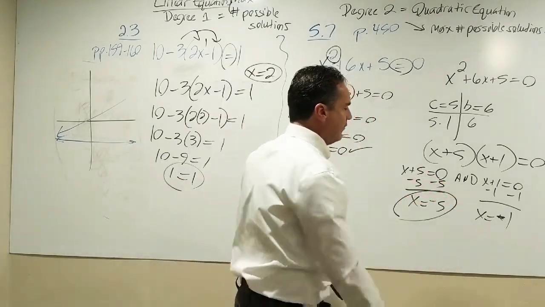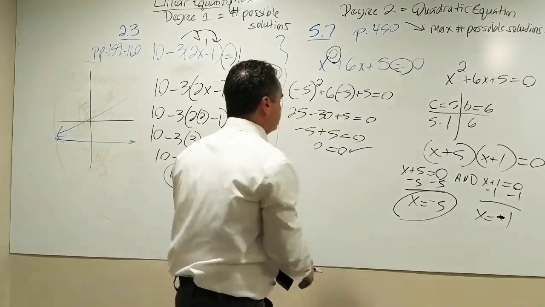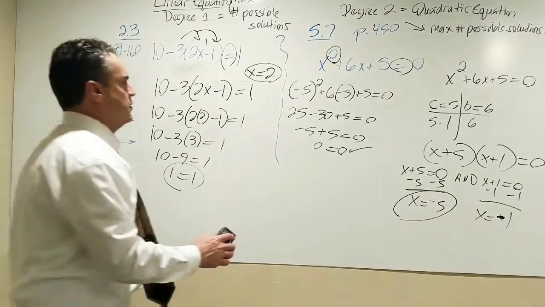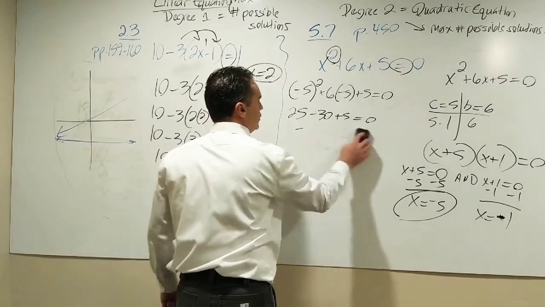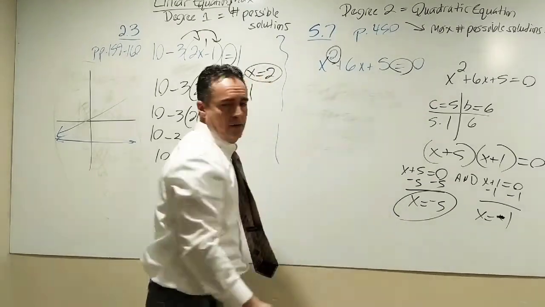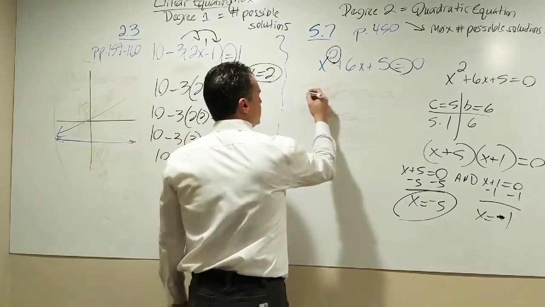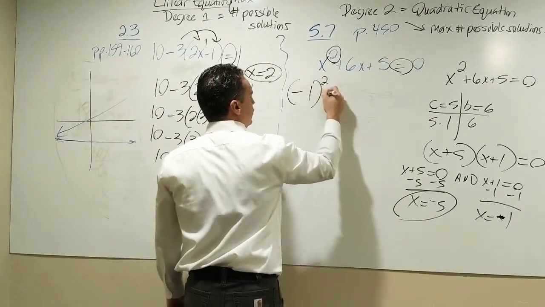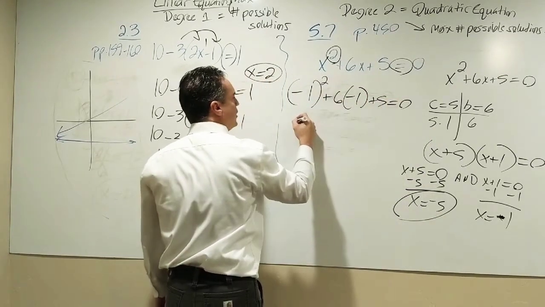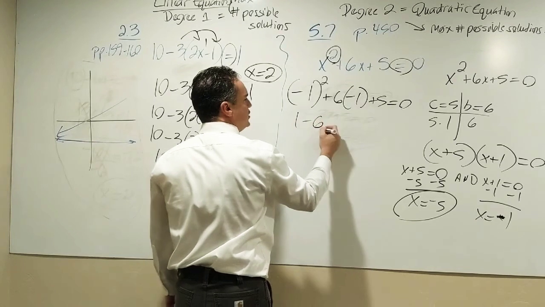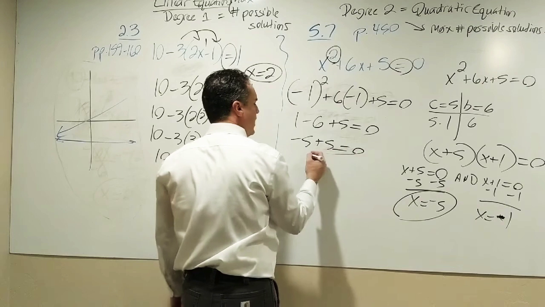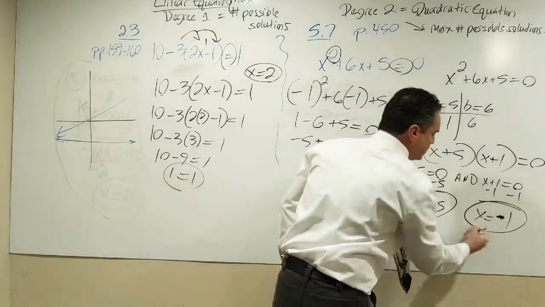Let's plug negative 1 in. So, again, we're going to take this exact same thing. We know negative 5 worked. And so we're going to take negative 1, put it in parentheses, square it, plus 6 times negative 1, plus 5 equals 0. Negative 1 squared is 1. 6 times negative 1 is minus 6. Plus 5 equals 0. 1 minus 6 is negative 5, plus 5 equals 0. Negative 5 and 5 makes 0 equals 0. And so this is a true answer.